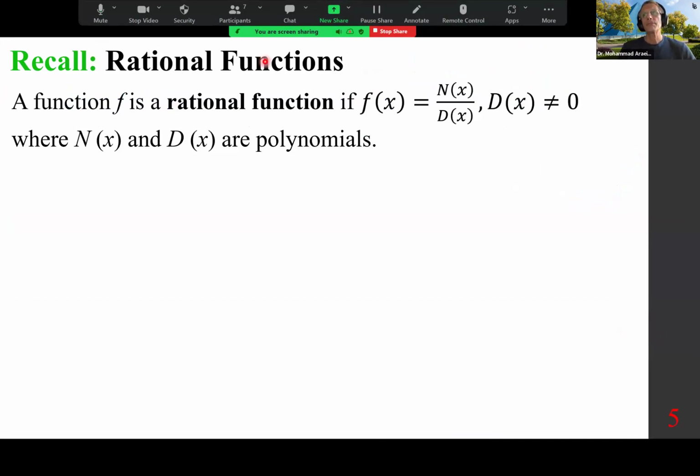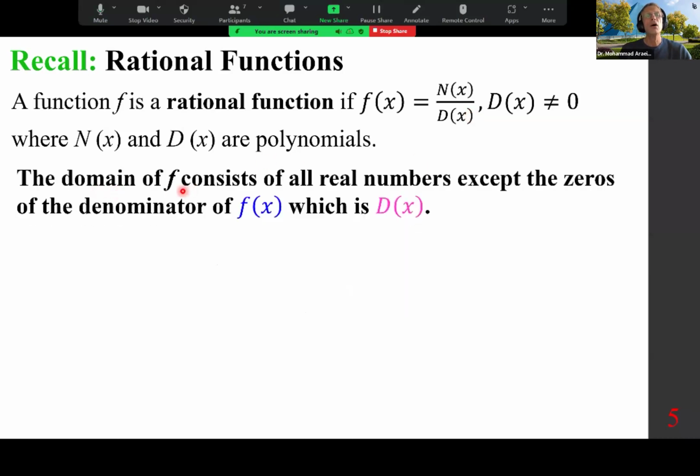Rational functions. A function f is a rational function if f of x is n of x over d of x, and d of x can't be 0, where n and d are polynomials. The numerator and the denominator must be polynomials.